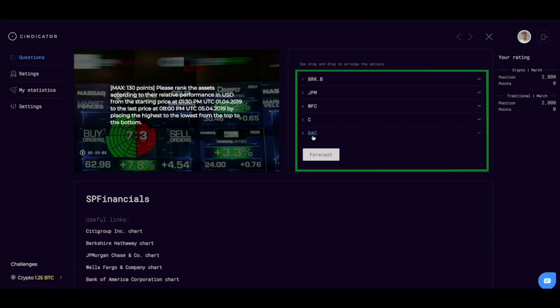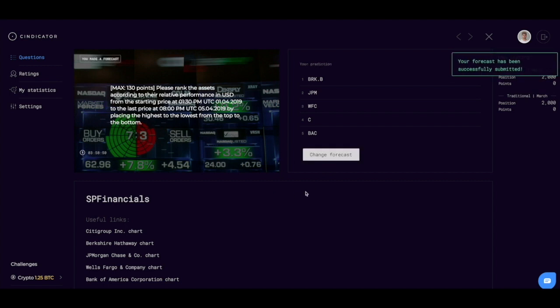It might look complicated at first, but it's really about simply going from top to bottom. With some practice, it will take you less and less time and will really set you apart from people who just guess randomly. Start applying this knowledge right now. Go to the Cindicator application and start forecasting.